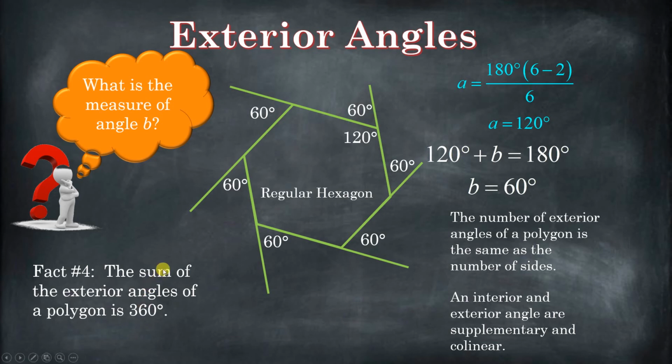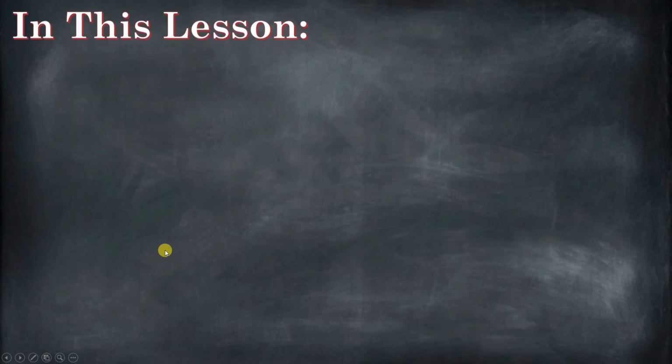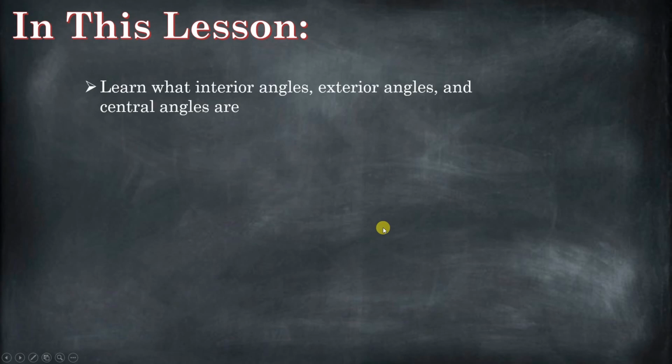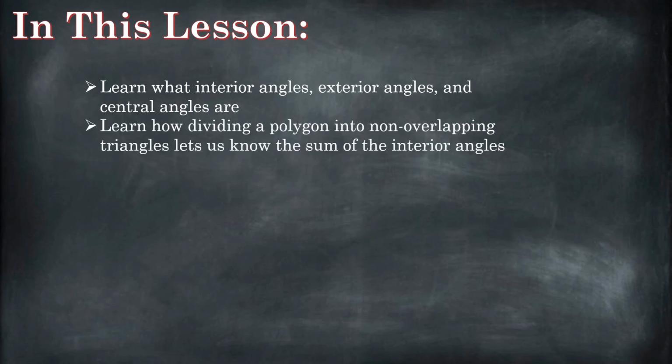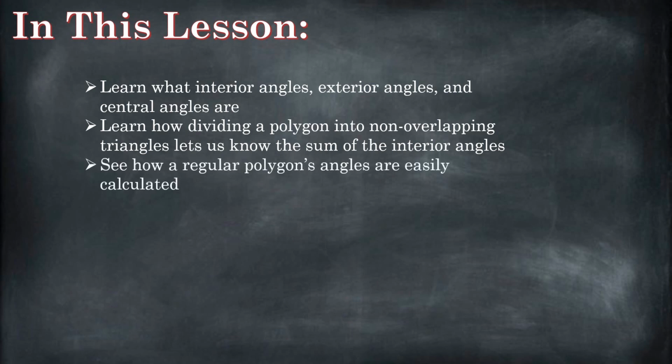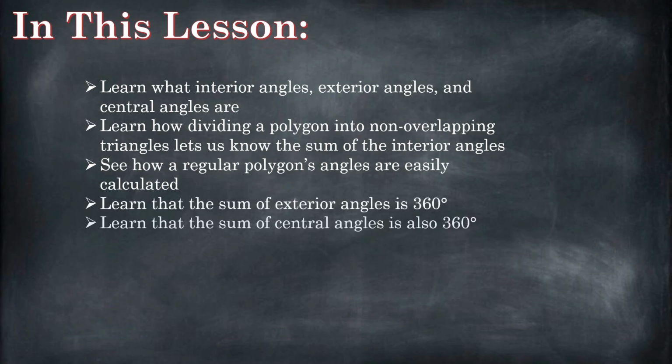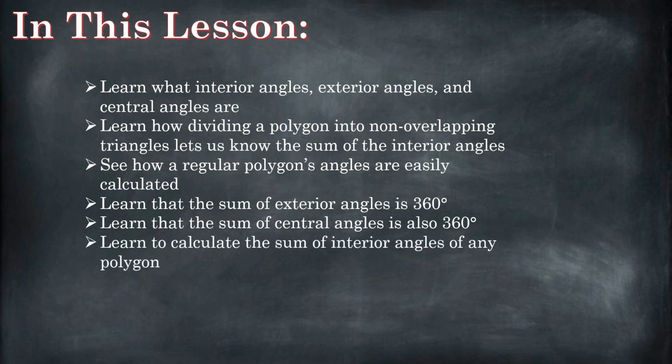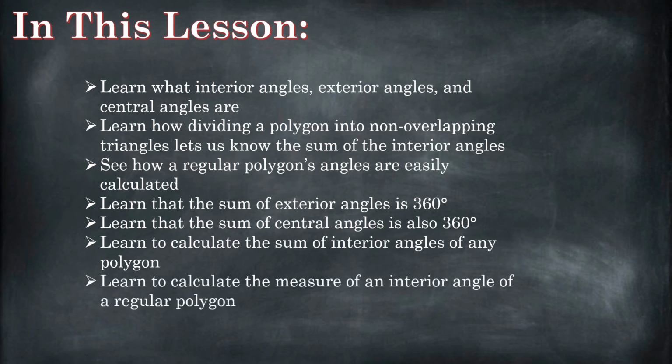Man, that's a lot of information. We're just going through this super fast. So here's what we covered, right? We're going to do a practice problem in just a second. Here's what we learned. We learned what an interior angle is, what an exterior angle is, and what a central angle is. We learned that we can take a polygon, divide it into non-overlapping triangles, and that gives us a lot of information about the sum of the interior angles, which we can use to figure out a single interior angle if we know that the polygon is regular. We also learned that the sum of the exterior angles is 360. The sum of the central angles is also 360. And we learned how we can calculate the sum of the interior angles of a polygon.